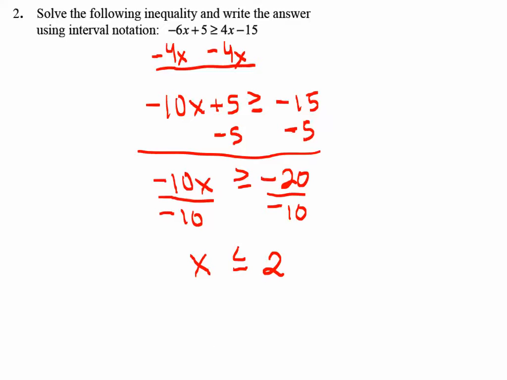Interval notation, let's see, now we're looking at x. I need all the numbers that are less than or equal to 2. Less than or equal to 2. That means I'm going to go from negative infinity all the way up to a positive 2. And I'm going to stop there. So parenthesis or bracket, what do you guys say? Bracket's good.